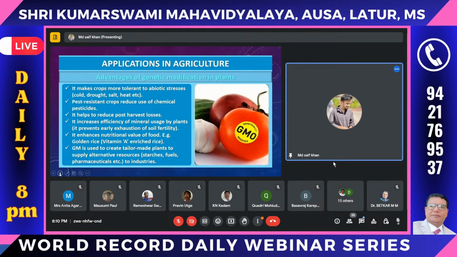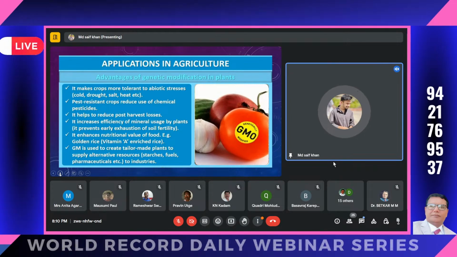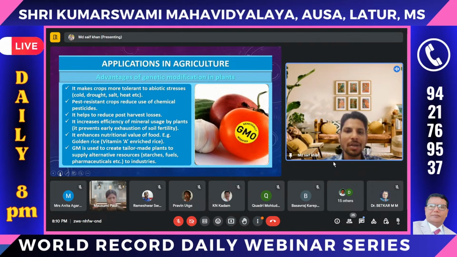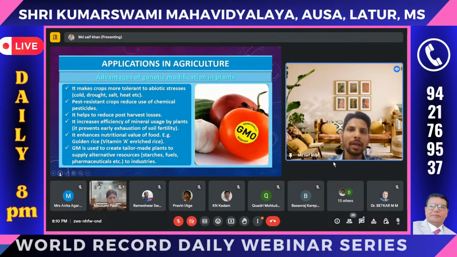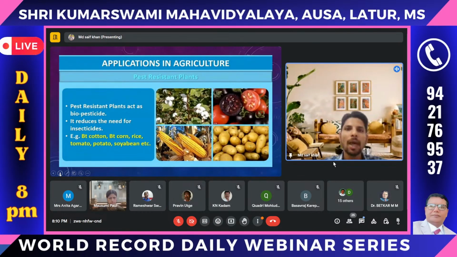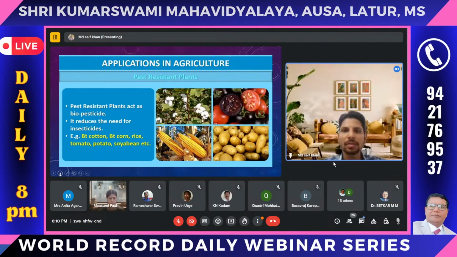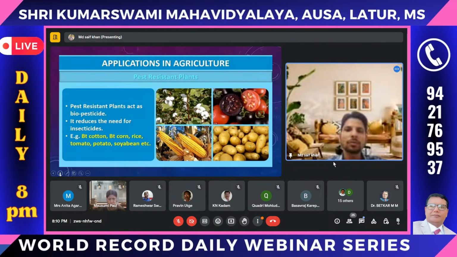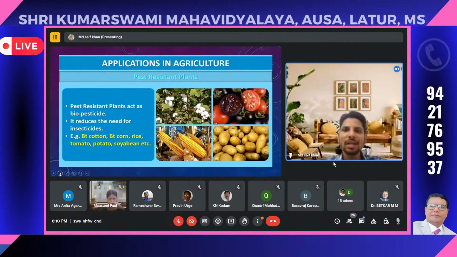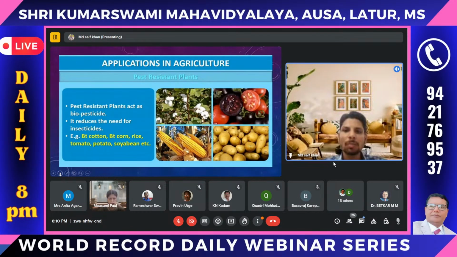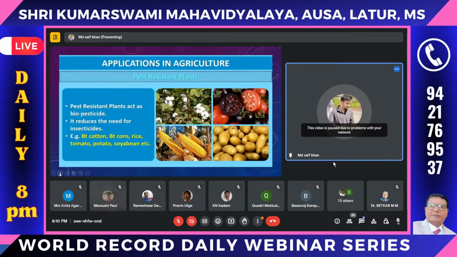Then GM, genetically modified crops, are used to create tailor-made plants to supply alternative resources such as a high amount of starch, fuel, pharmaceuticals to the industries. We will see the next. Another application in the field of agriculture is the pest resistant plant. As we know, the plant gets infected by various insects and microbes, which cause plant disease, and due to that disease, our productivity decreases.